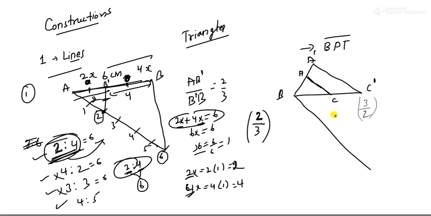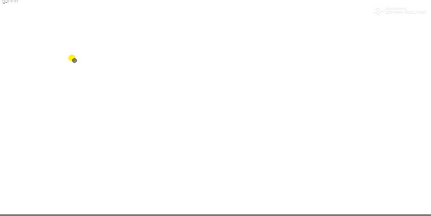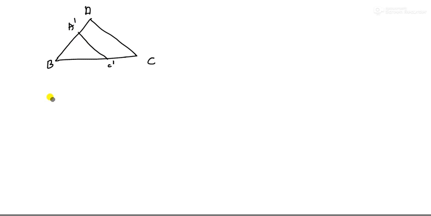Now what type of question will be given? The question will be given like this. If this is a triangle ABC, and a new triangle is formed, A dash B C dash, and if the new triangle is in the ratio 2 by 3, what is the length of this and that? So always write ABC and next A dash B C dash.